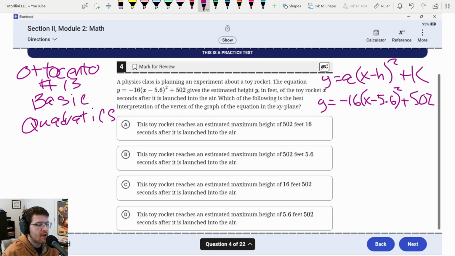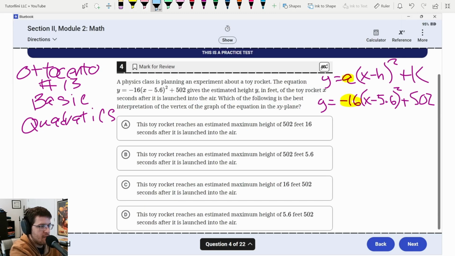Okay, question 4. I go over this in great detail in my Ottocento number 13 on basic quadratics. Please go watch it. Also more in Ottocento number 16 on advanced quadratics. So vertex form, a times x minus h squared plus k. I hold up the equation. You guys can kind of see, okay, A is -16.